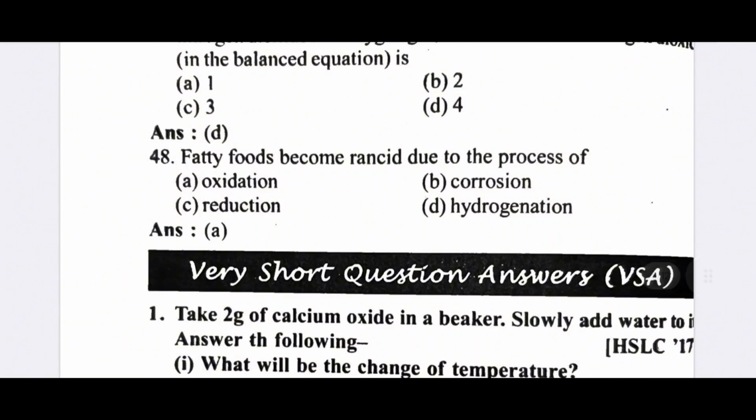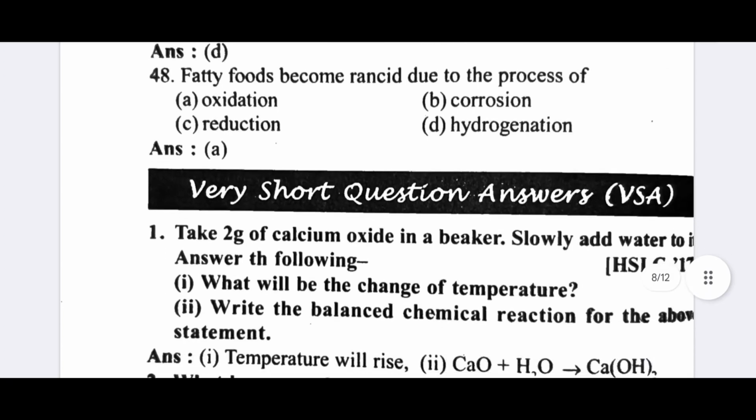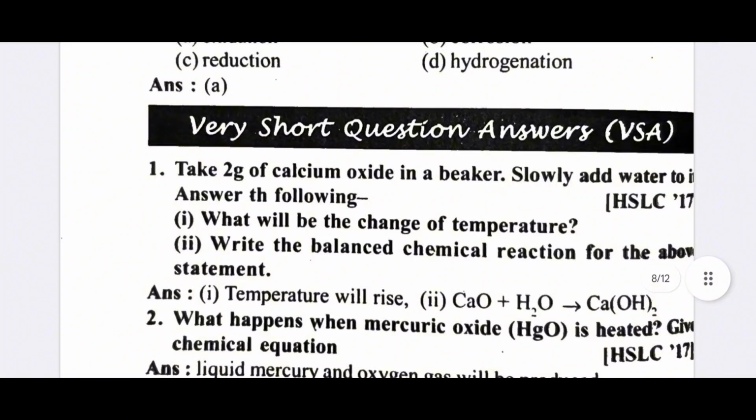Very short type answer. Take 2 grams of calcium oxide in a beaker and slowly add water. What will be the change of the temperature? Write the balanced chemical reaction. Temperature will rise. Calcium oxide plus water gives calcium hydroxide.